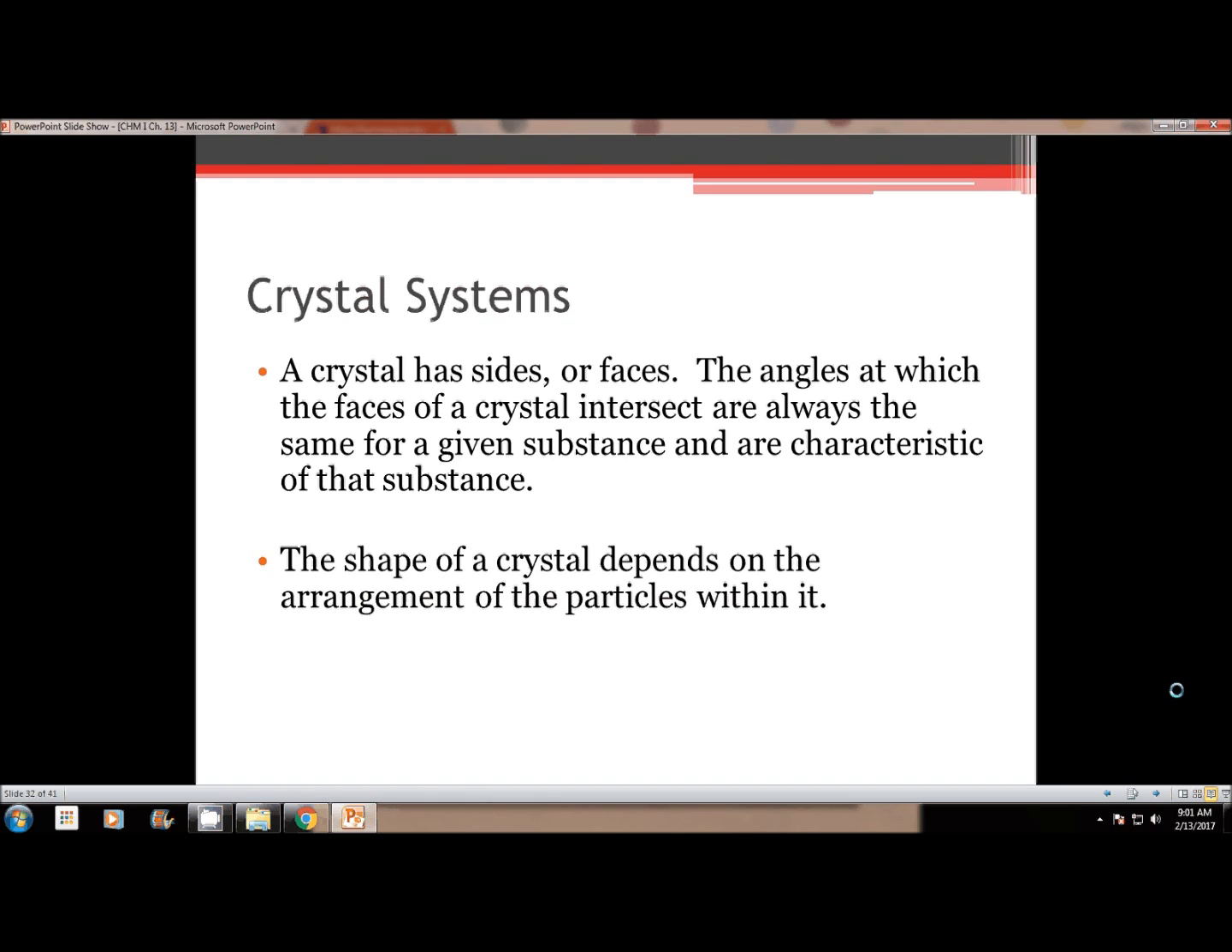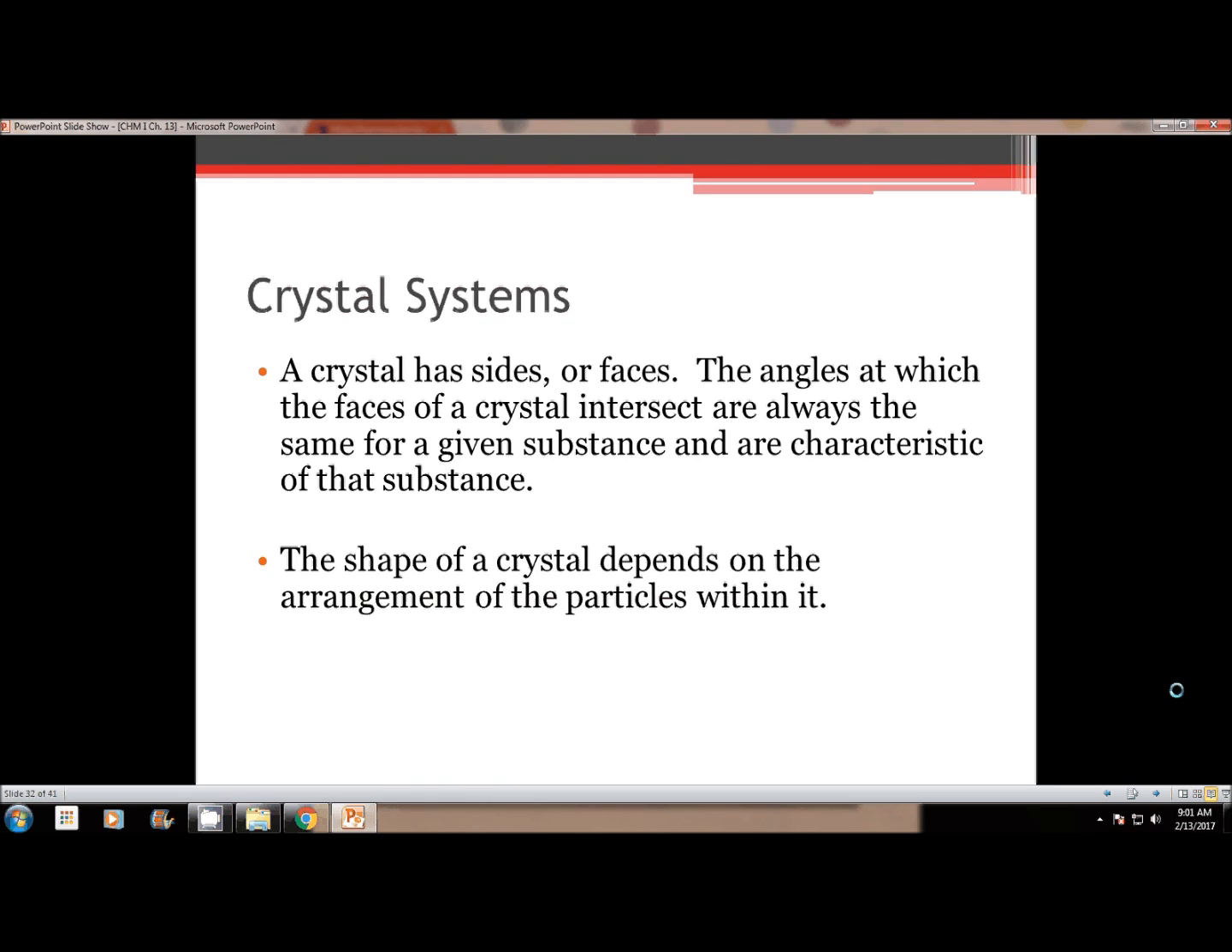So crystal systems happen when we have these crystalline structures, right? The crystal has sides or faces, and the angles at which the faces of the crystal intersect are always the same for a given substance. And that's why a crystal, especially an ionic crystal, will just form on top of each other and get bigger and bigger and bigger, okay? So the shape of the crystal depends on the arrangements of the particles within it.